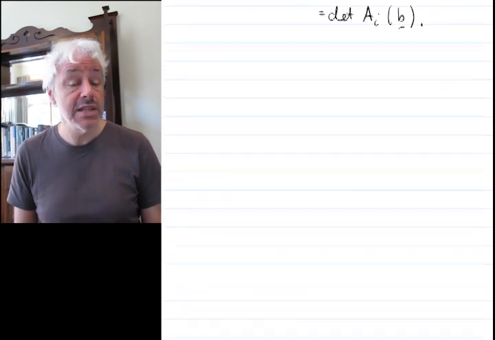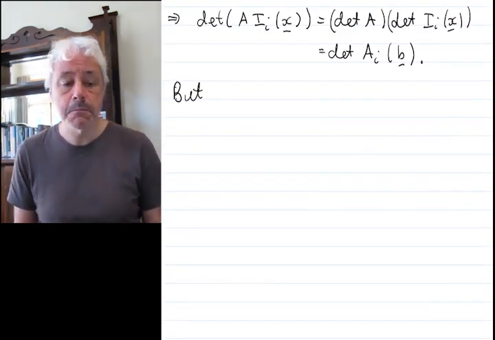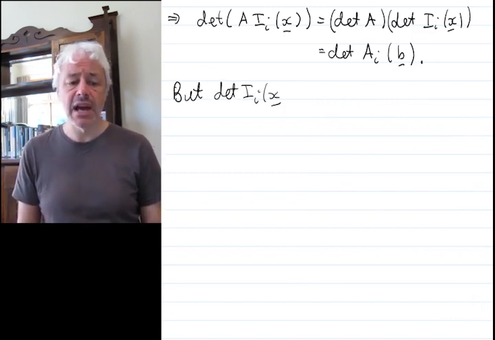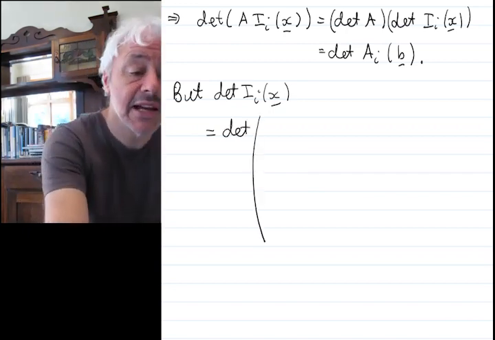We're getting close there because now we have the determinant of A, which we know we want in the answer. On the right hand side I just get the determinant of A_i of B. Now I have to look at that term, the determinant of I_i of x. Let's work that out.